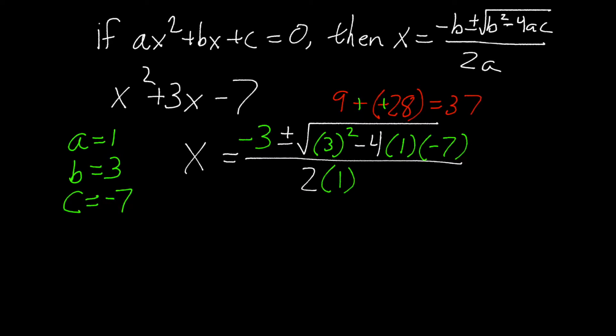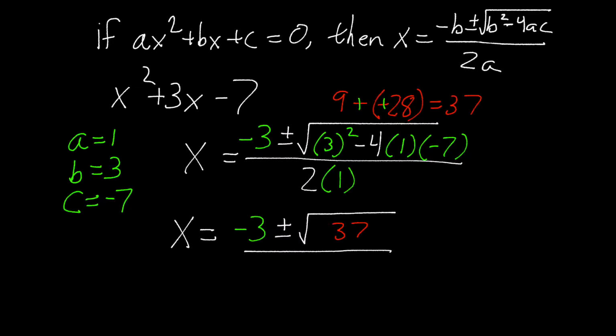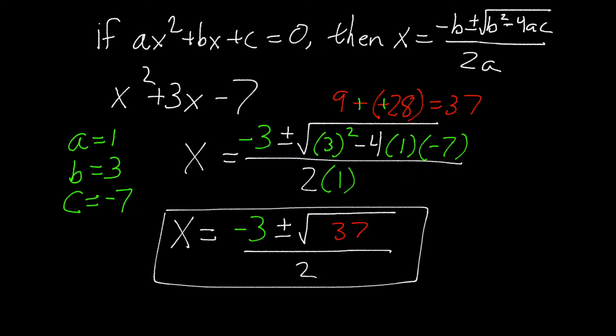Okay, now that I have that part that's under the radical, I'm going to rewrite it. x equals negative 3 plus or minus the square root of 37 all over 2 times 1, which is just 2. And we're done. There's our solution.